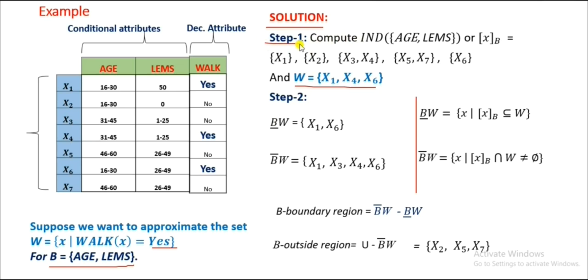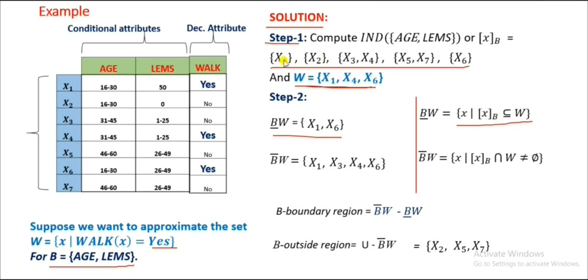So first, in step 1, we need to compute all the equivalence classes, or what we know as indiscernibility relations. These are all the indiscernibility relations which we have seen earlier, and this is the set W. Now let us see how to compute the lower approximation. The definition of lower approximation is here. If an equivalence class is a subset of W, then all the members of that equivalence class will be part of the lower approximation. I repeat, if the equivalence class is a subset of W.